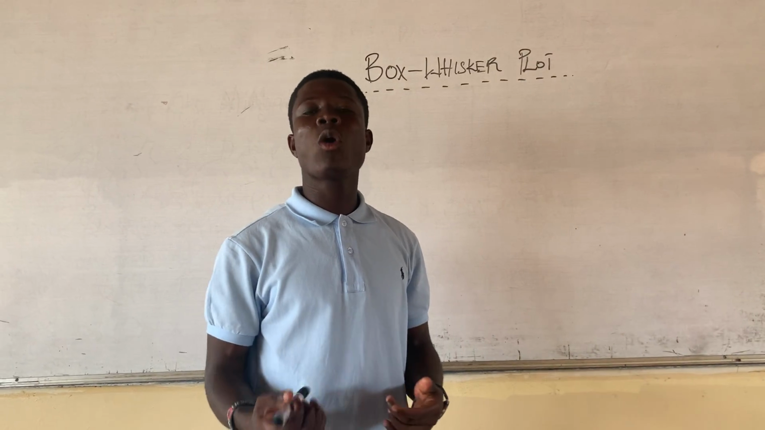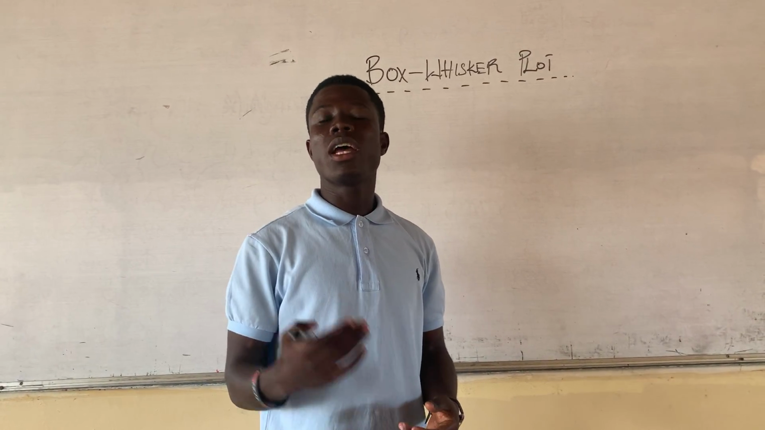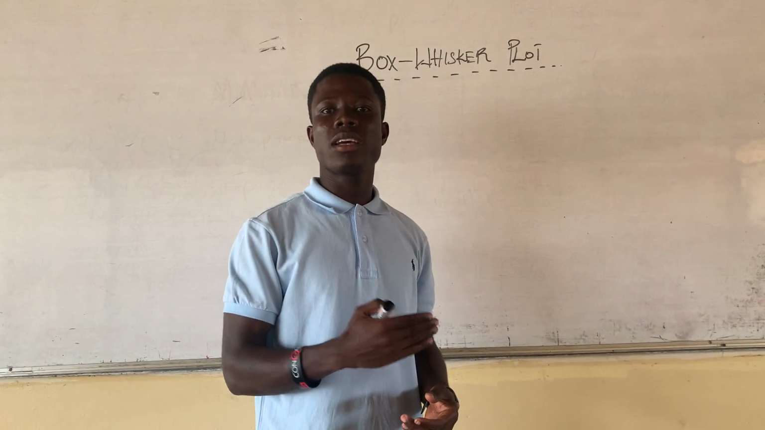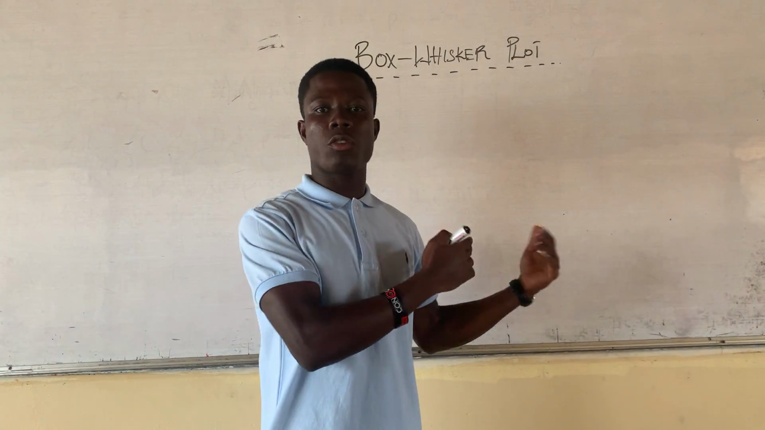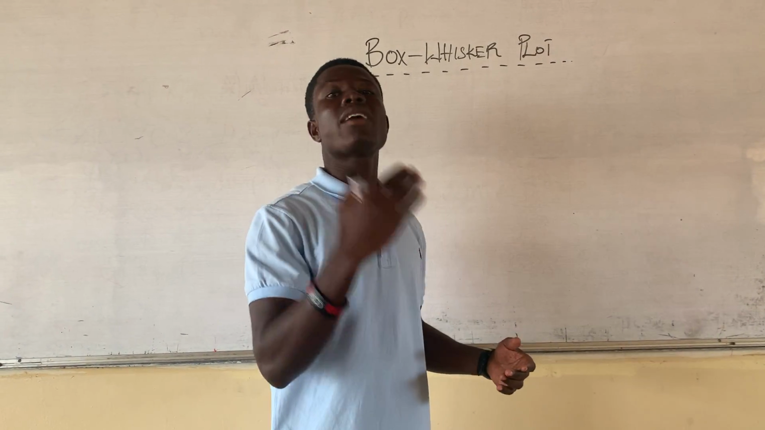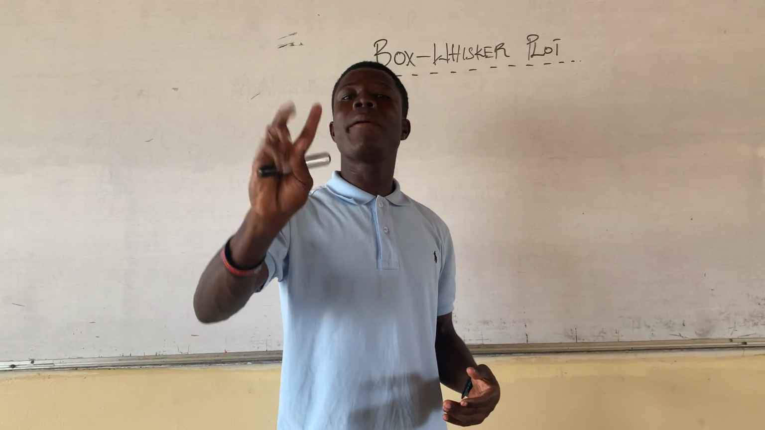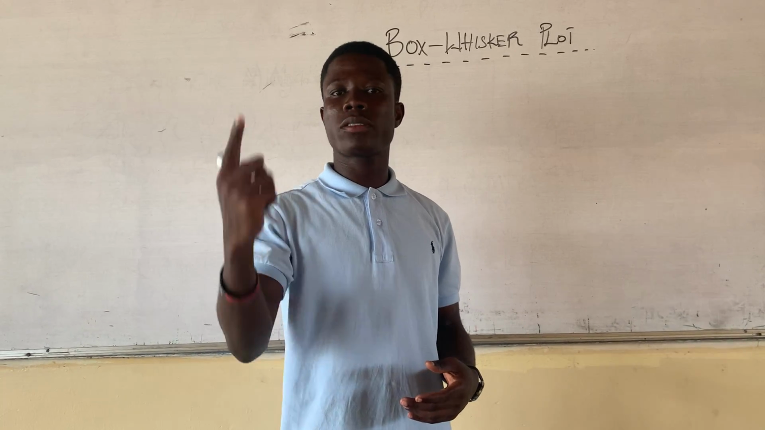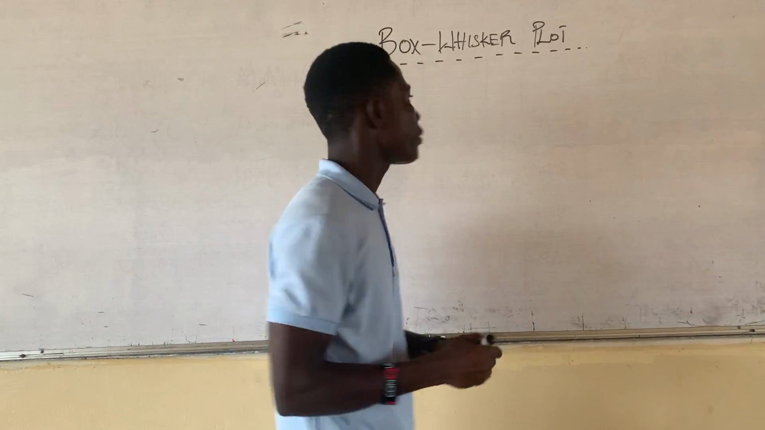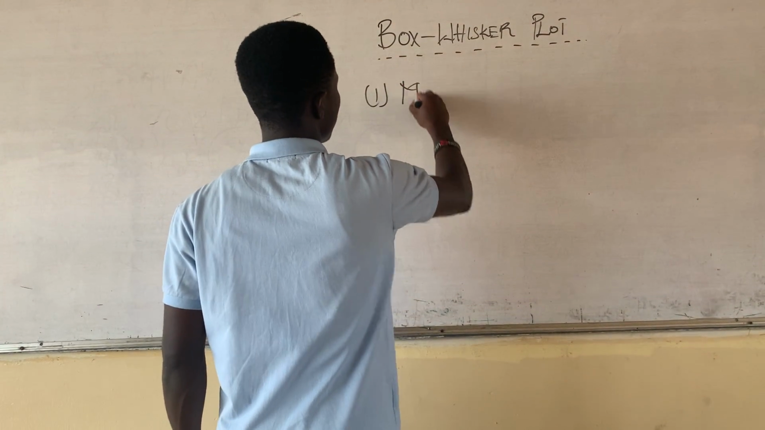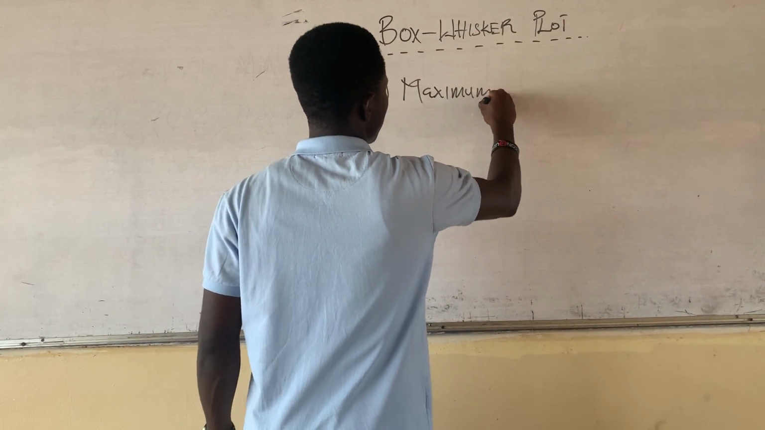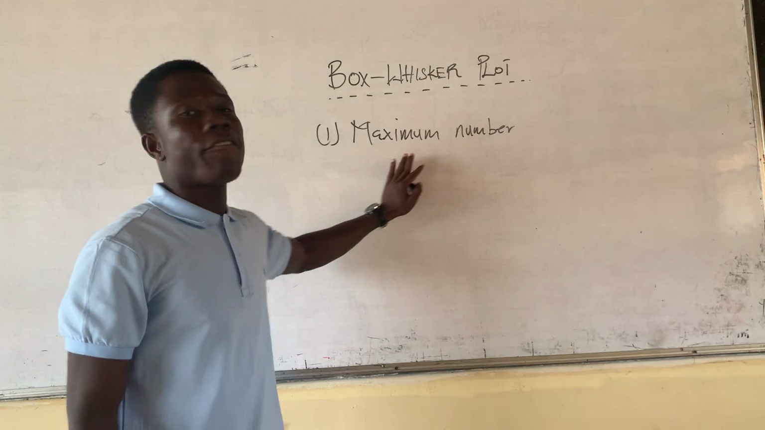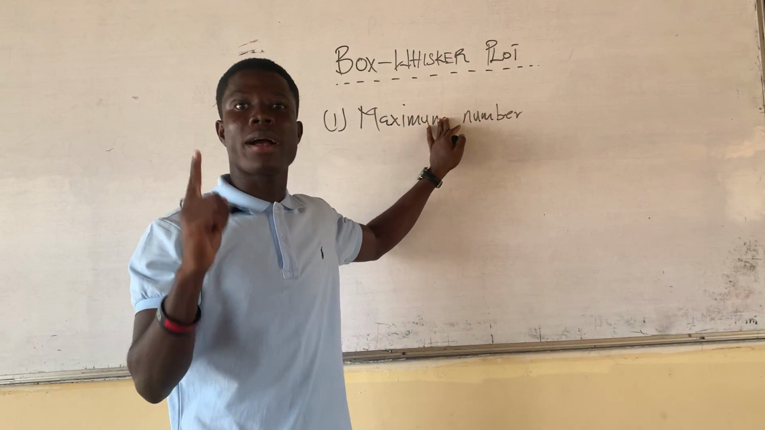Now, let's look at how we interpret a box and whisker plot. We've defined it as a graphical method of displaying variations in a data set. So with the interpretation, we are going to look at the 5 main properties that underlie a box and whisker plot. The first property of a box and whisker plot is that it has the maximum number.